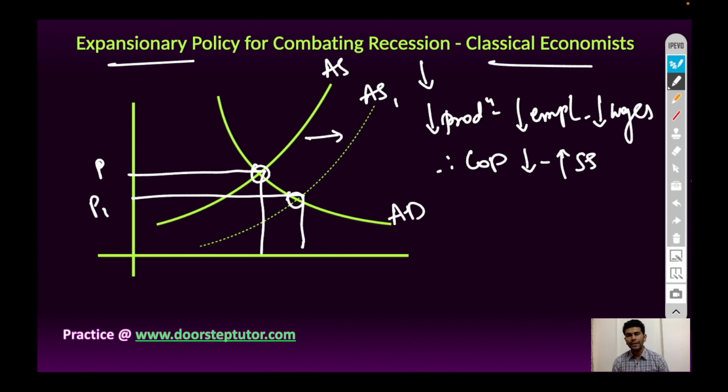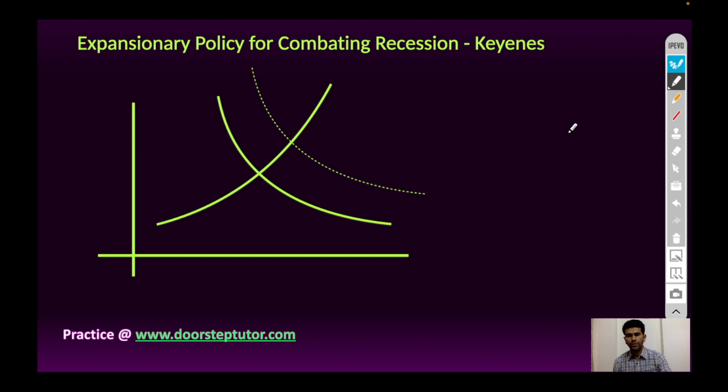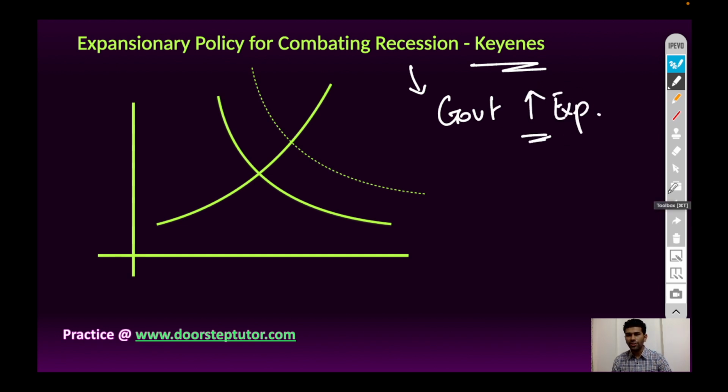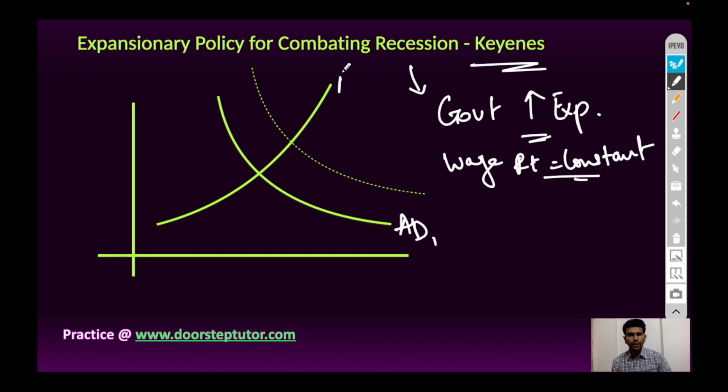But Keynes argued that classical economists were wrong. The wage rate doesn't change rapidly. So according to Keynes, during the period of recession, the government should increase their expenses. When government expense increases, the wage rate will remain constant. So aggregate demand will increase and not the aggregate supply. Let's check. This is aggregate demand 1, aggregate supply 1. The aggregate demand shifted upwards, so the equilibrium point shifted upwards.